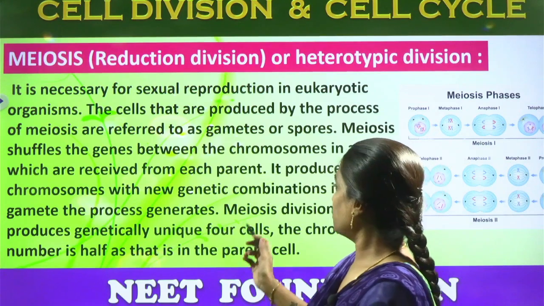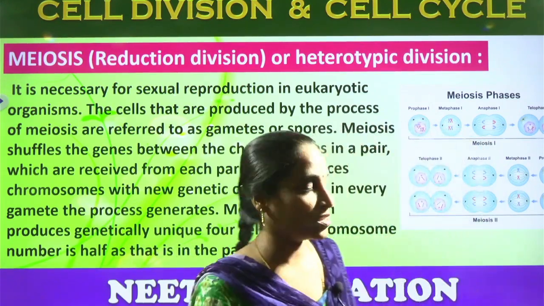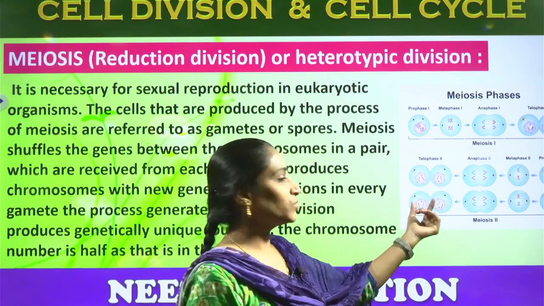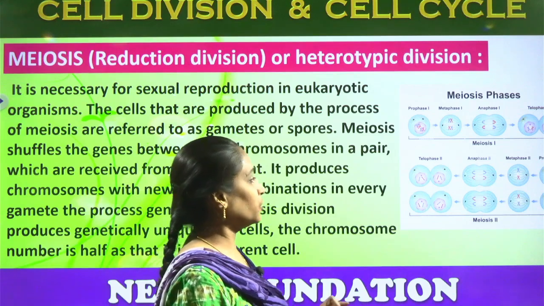And here meiosis produces genetically unique 4 cells. As I just told you, ultimately the cells will be 4. So this is the meiotic cell division.